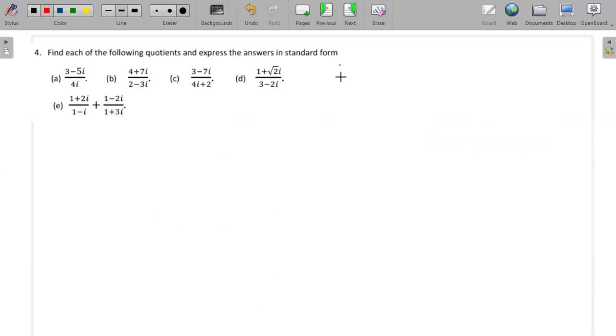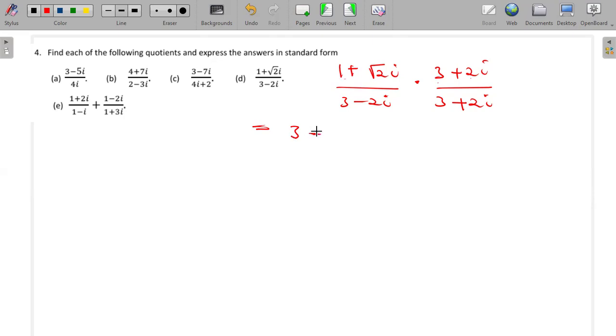So part D, you have 1 plus square root of 2i, over 3 minus 2i. Multiply by the conjugate, that is 3 plus 2i, over 3 plus 2i. Then on top there, 1 multiplied by the 3 gives me 3. Then 1 multiplied by 2i gives me 2i. Then this root 2i multiplied by the 3, this will be plus 3 root 2i.